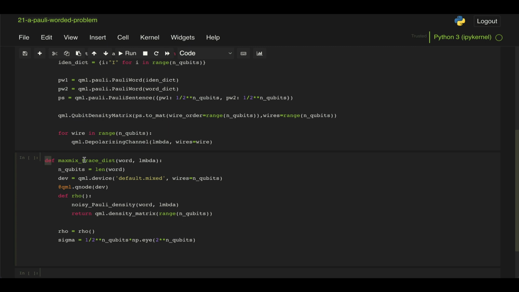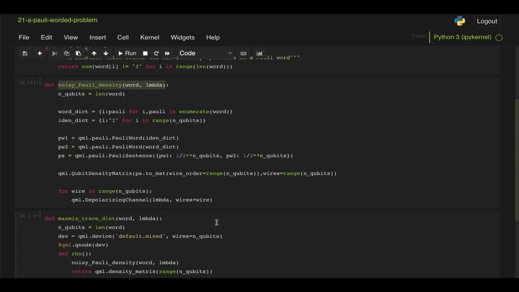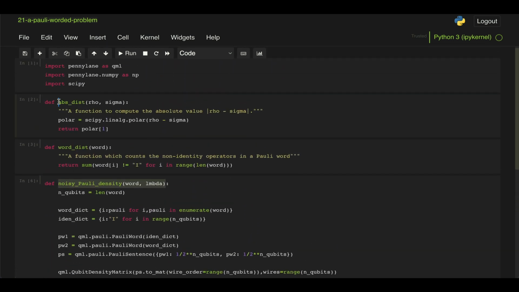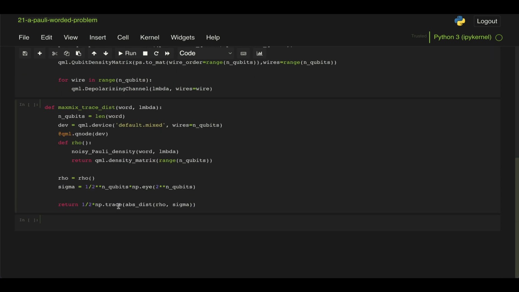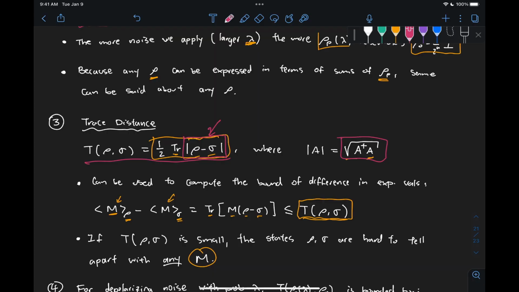And then this whole function needs to return 1/2 times the trace of, we're going to use now this helper function that calculates the distance between these two matrices, right? And if we go back here, that's just computing this trace distance, right? So 1/2 times the trace distance between rho minus sigma.